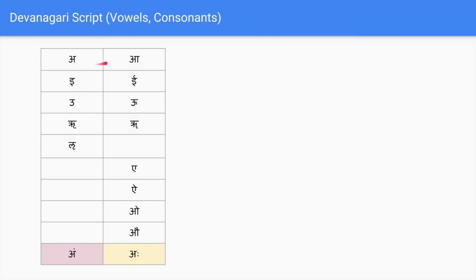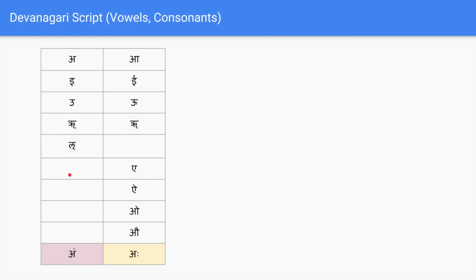A, A, I, I, U, U, Ru, Ru, Ru, Ye, I, O, Au. So these are the pronunciations, and one thing to observe is that Ru doesn't have a long vowel. At the same time, E, Ai, O, Au don't have short vowels.